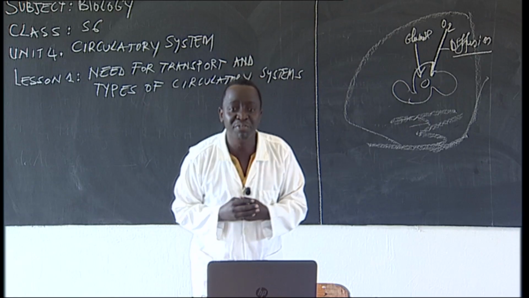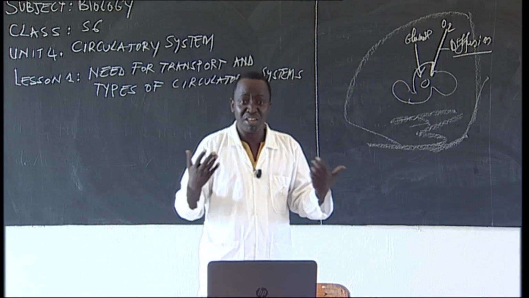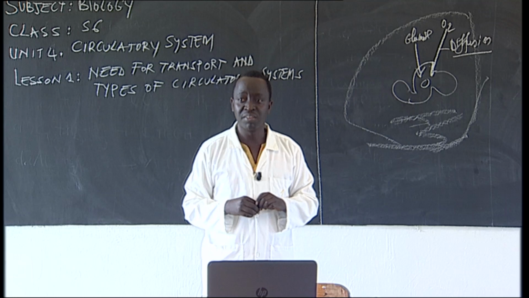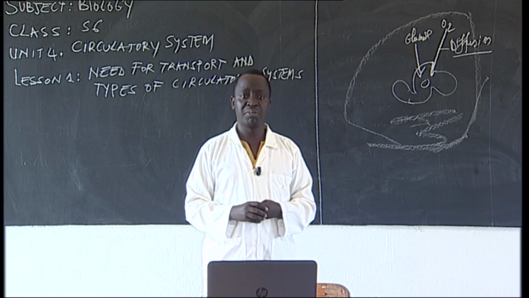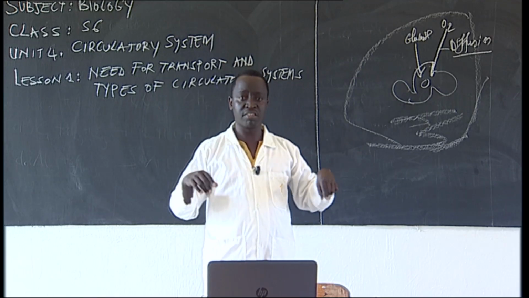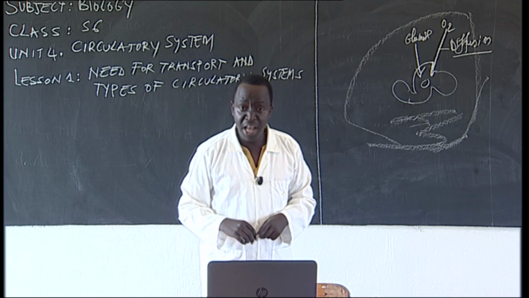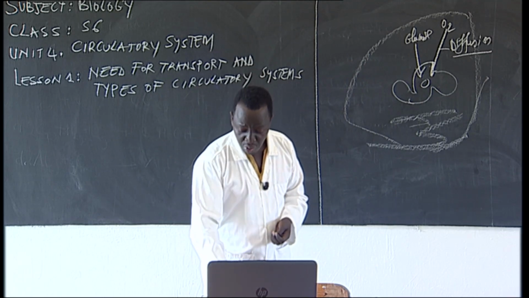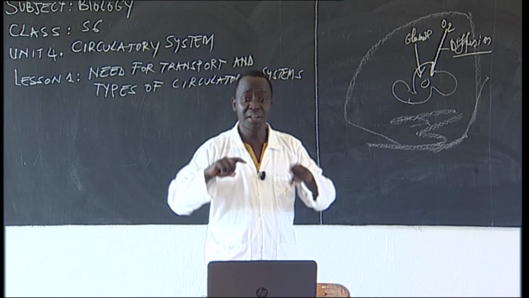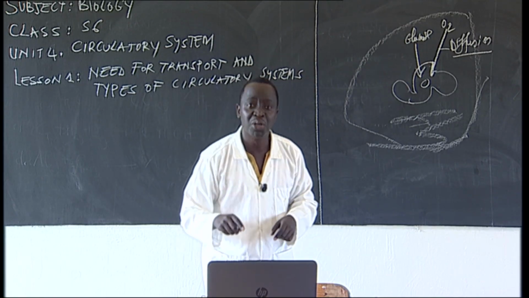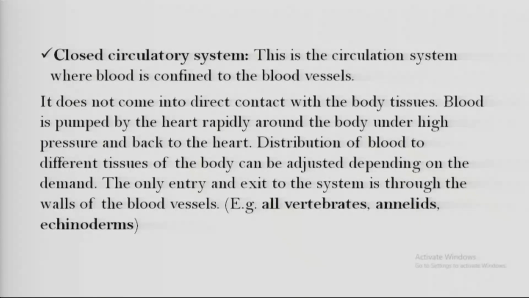Into the body cavities. So this one is what you call open circulatory system. Open circulatory system occurs in what? In insects. You can find that in insects, in all arthropods exactly, and mollusks. Then you have also this closed circulatory system, where the blood has to pass into what? Into the blood vessels. That is what you call closed circulatory system.